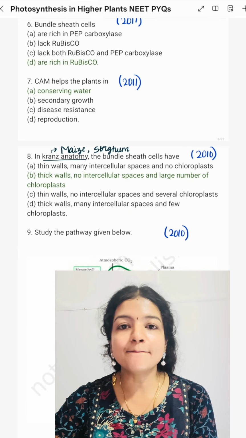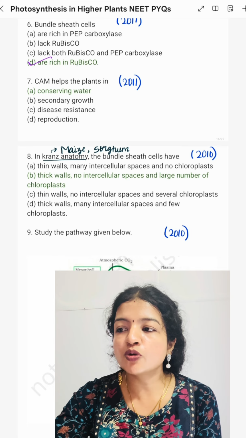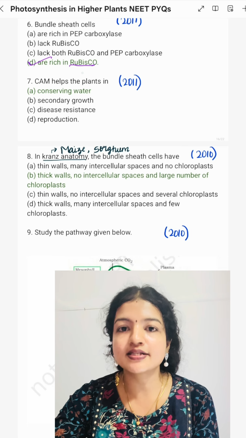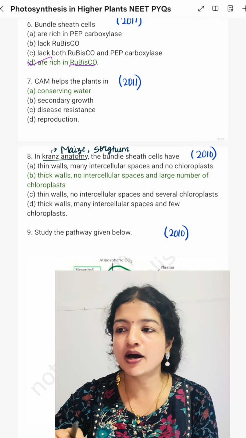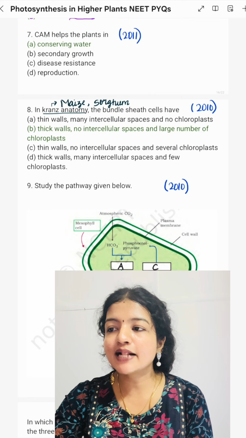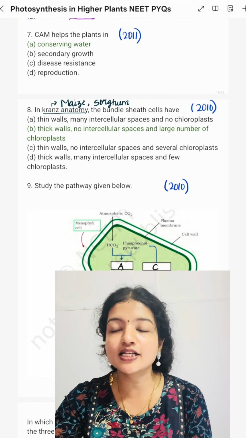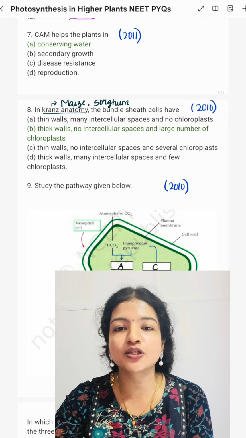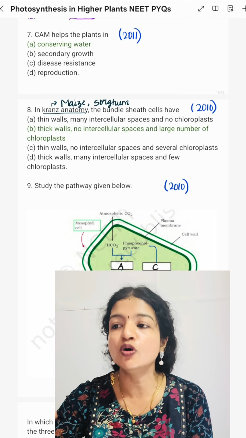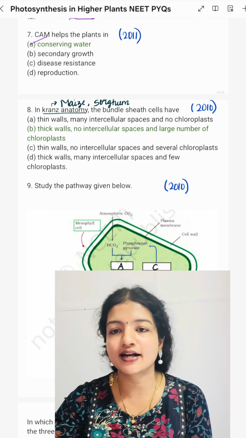Then sixth question, bundle sheath cells are rich in Rubisco, RuBP carboxylase oxygenase enzyme. Bundle sheath cells have it in large amounts. Option D. Then seventh question, CAM helps the plants in. So CAM is crassulacean acid metabolism. It is a specialized carbon dioxide fixation pathway found in desert plants to conserve water. So option A, conserving water is the correct answer.